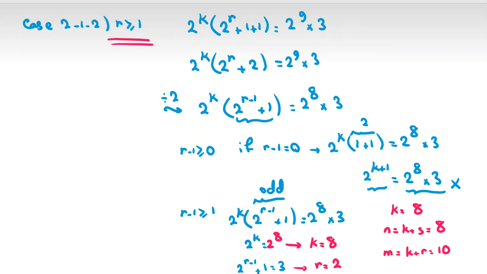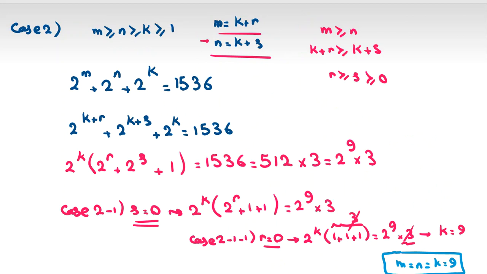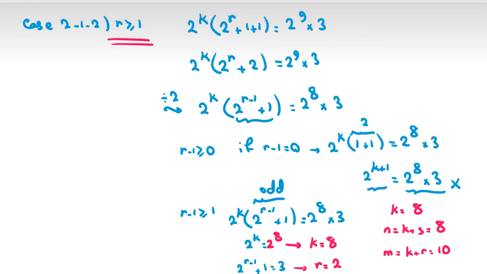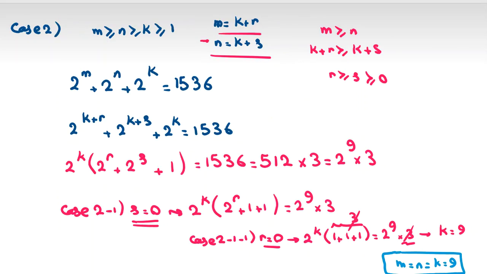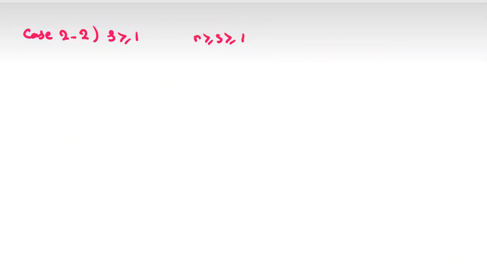So we've analyzed when r is at least 1. So in case 2, we said case 2.1, s equal to 0. Now we should check the case where s is at least 1. So case 2.2: s is at least 1. Because s is at least 1, and r is at least s, r is at least s which is greater than or equal to 1.